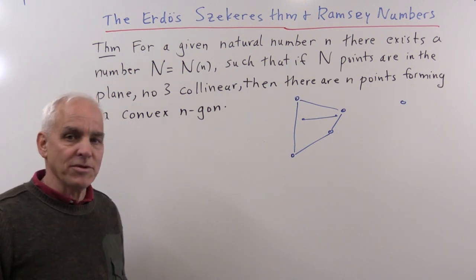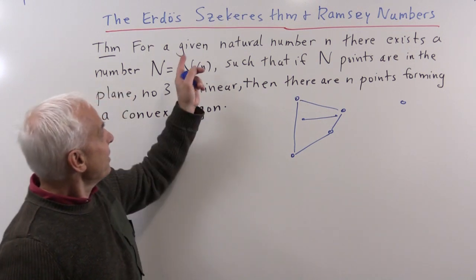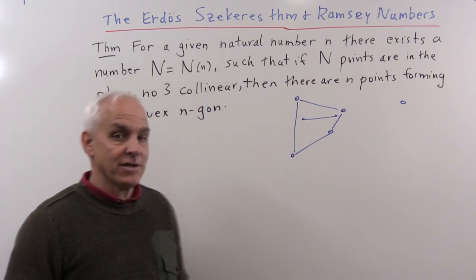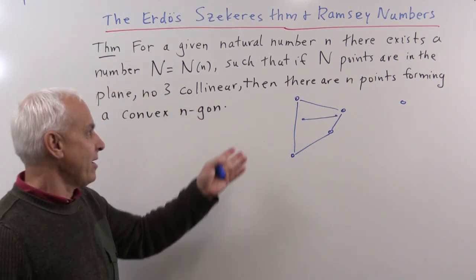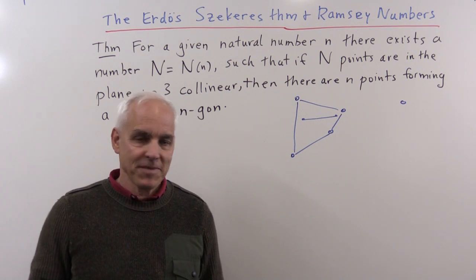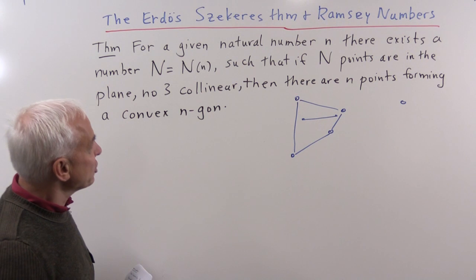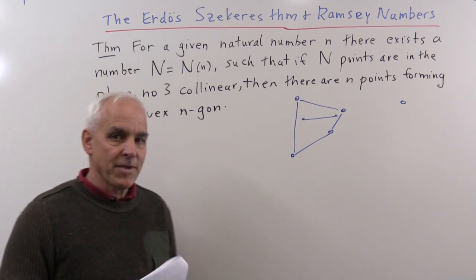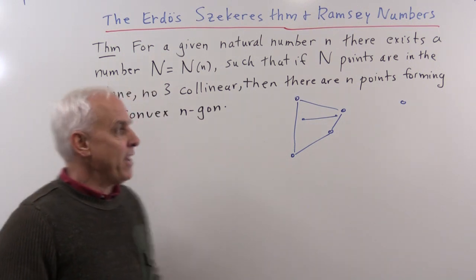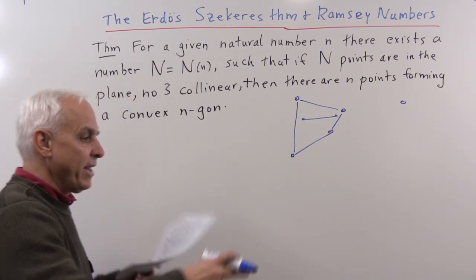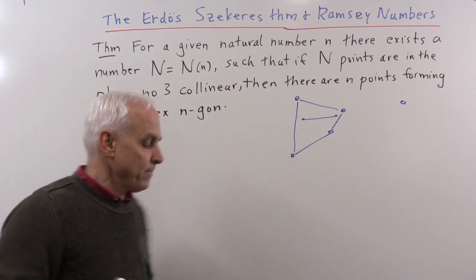This 5-point problem is called the happy ending problem, because it was originally a problem that George Szekeres and his wife-to-be, Esther Klein, worked on together. There was some collaboration, which ultimately ended up in them getting married. So the Erdos-Szekeres theorem is a generalization of this, saying that if we're looking for, say, a convex n-gon, then there's a certain number of points in the plane such that if we have that many points, we can be guaranteed that somewhere there's a convex n-gon.